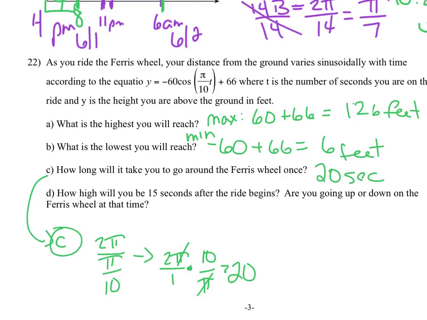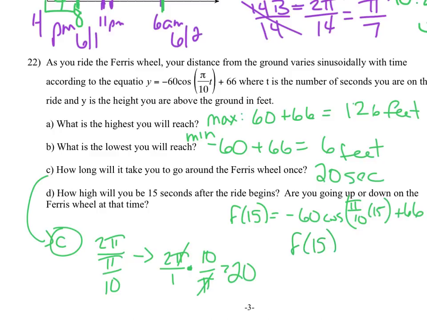Okay, and how high will you be at 15 seconds after the ride begins? So that means we have to plug 15 into the problem. So we have to figure out f of 15. So it's negative 60 cosine of pi over 10 times 15. Put those all in parentheses when you do this, plus 66. And when I plugged it in, f of 15, I got 66. So I'm going to be at the max. Oh, no, not the max. I'll be at the midline is where I am. So that's good.